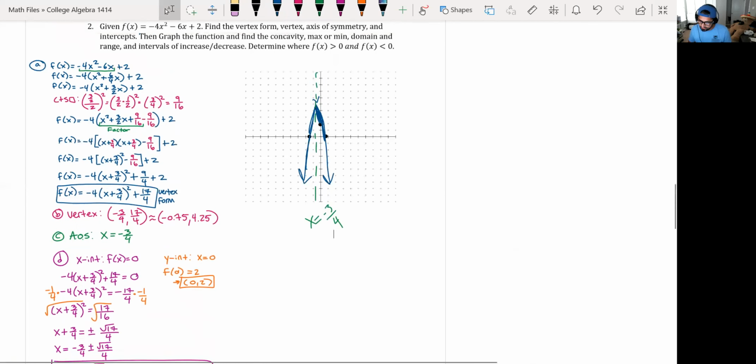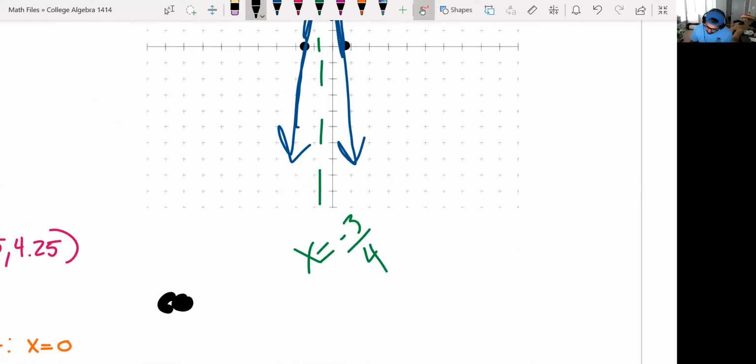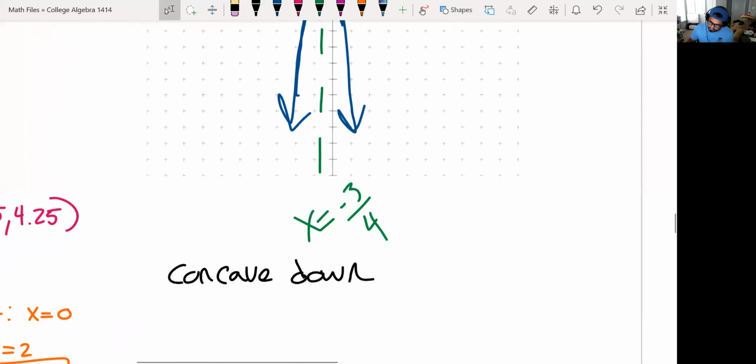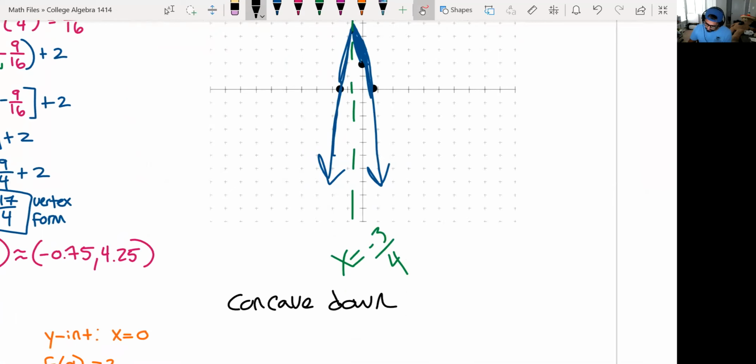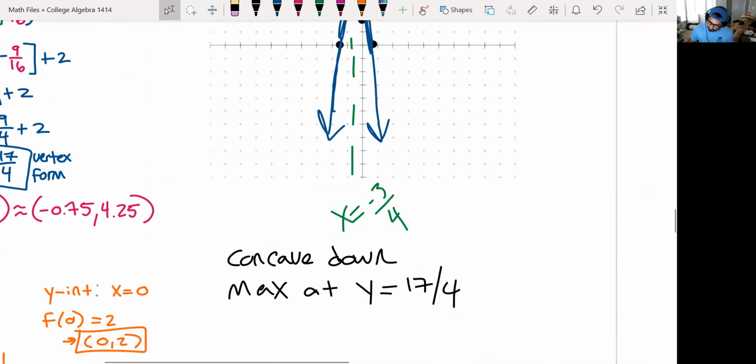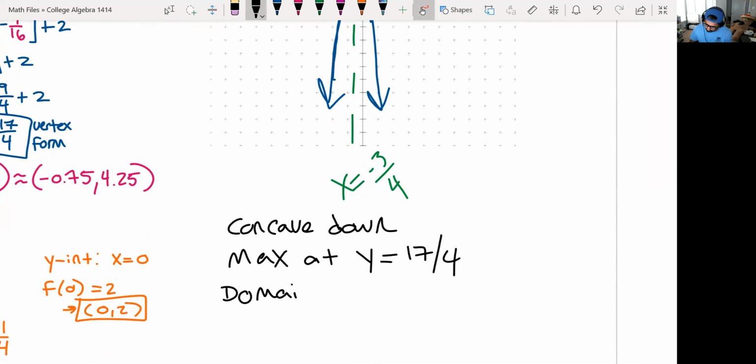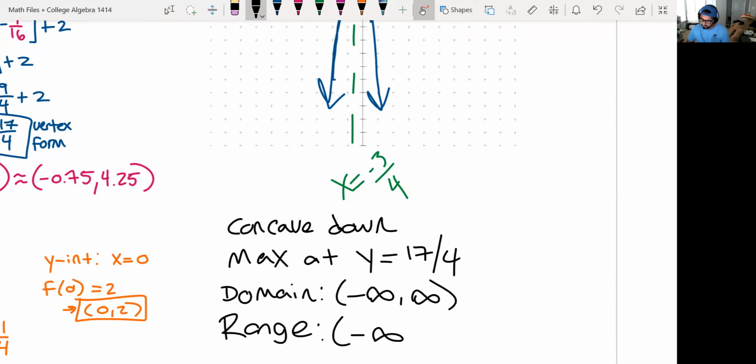What were they? Concavity, so this opens down, so we have concave down. Max, min, domain. It opens down, so we have a max. There's a max at y equals 17/4 or 4.25, whichever answers. Domain and range. That's easy. -infinity to infinity. Range, a little different. This opens down, so we start at -infinity, and we end at the y value of the vertex, which is 17/4, bracket.